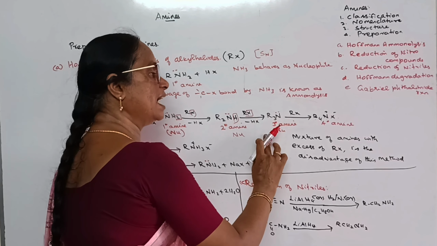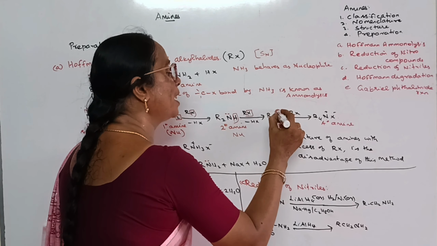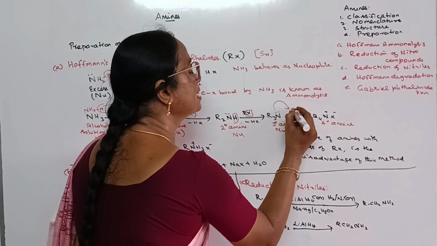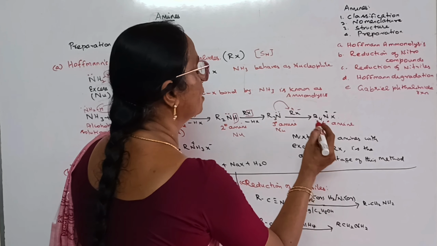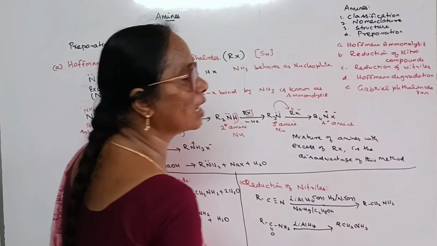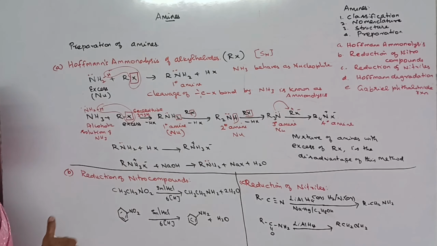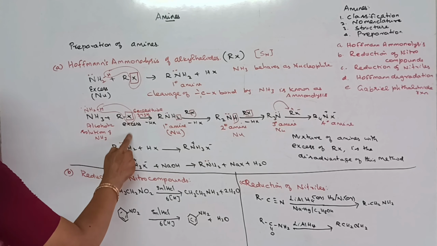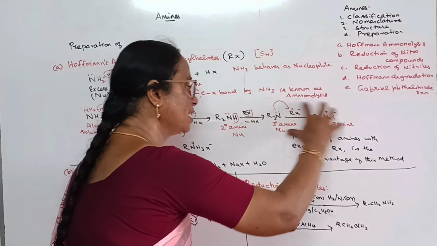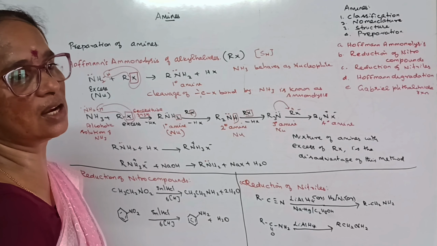So when a tertiary amine reacts with one more alkyl halide, the lone pair of the nitrogen atom is simply given to the alkyl group, which is the electrophile, and hence we get R4N+ X−. It is said to be a quaternary ammonium salt. So in Hoffmann's ammonolysis, if alkyl halide is taken in excess, we get only a mixture of amines. This is the disadvantage of this method.